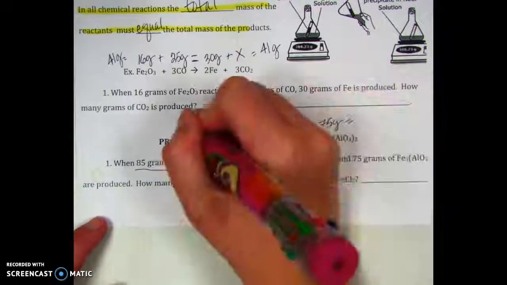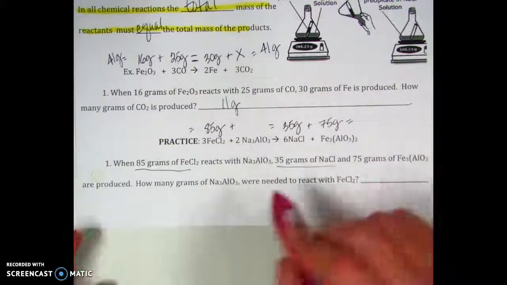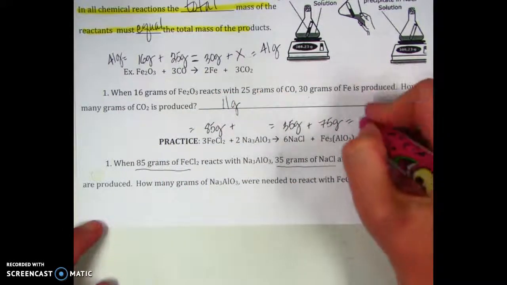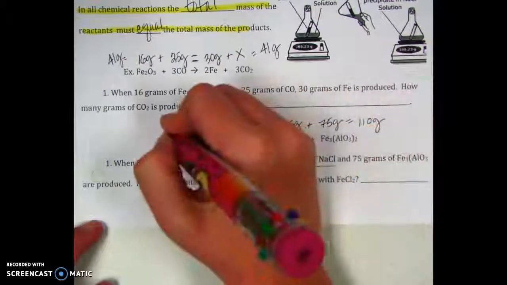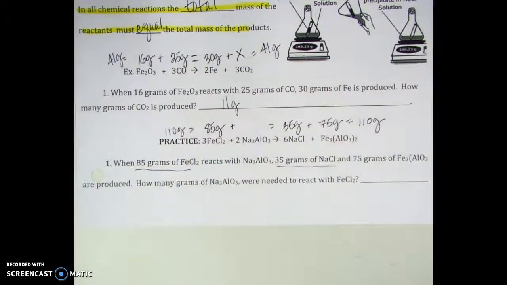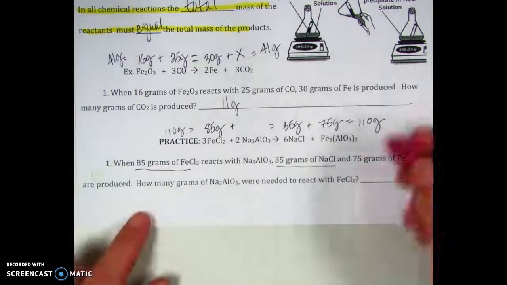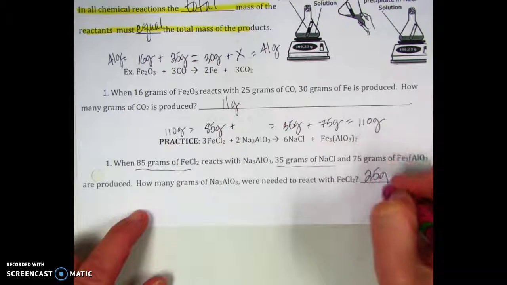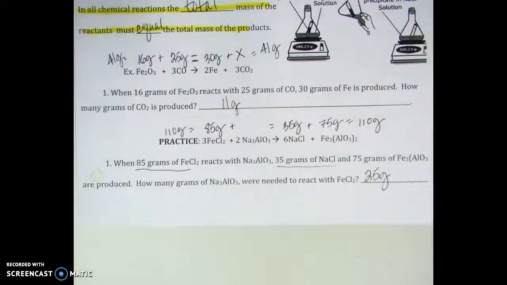So, 35 plus 75 is? Good, 110 grams. So this side must equal 110 grams. So 110 minus 85 gives me what? 25 grams. Final answer. All right, worksheet number 1.